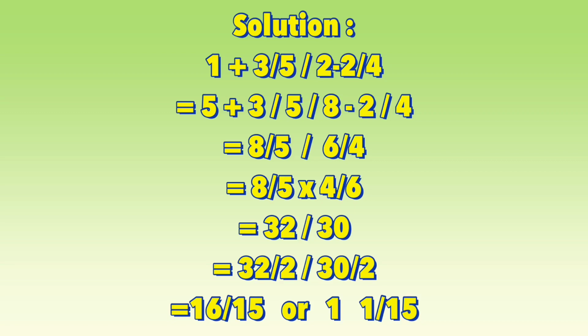Then we're going to multiply horizontally. 8 times 4 equals 32. 5 times 6 equals 30. Then we're going to reduce the fraction by dividing both numerator and denominator by 2. So 32 divided by 2 equals 16. 30 divided by 2 equals 15. So our answer is 1 and 1/15.